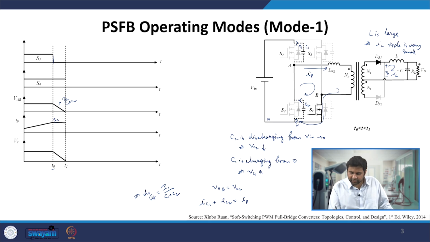Since we removed the pulse from the S1 switch, in order to ensure the IP current is still there, which is nothing but the reflected current from the output load inductor, the current will start flowing into the capacitors. In the top capacitor the current is going in, that means it is charging the C1 capacitor. In the bottom capacitor it is discharging. Here Vc2 will be discharging from Vin to 0, and C1 is charging from 0 voltage to some voltage.